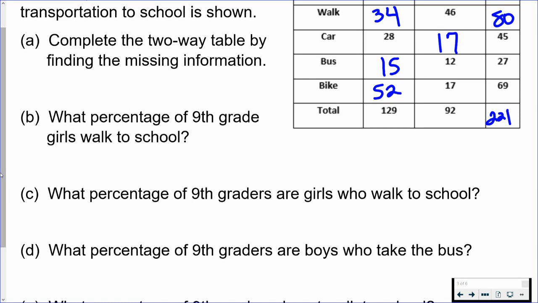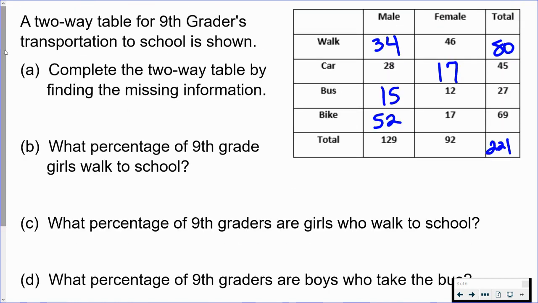What percentage of 9th grade girls walk to school? Okay, so all of these are 9th graders, so it doesn't matter that they said 9th grade. But what percentage of the 9th grade girls walk to school? So take a look. We're looking for the percentage of 9th grade girls. So 9th grade girls is what we're starting with. There were 92 females. So 92 is our bottom number, right? Now, we've got to figure out how many of them walked to school. That was 46. Okay, so 46 out of 92, which is, it said what percentage? So that is 50%. That's half. Okay, so half of 9th grade girls walk to school.